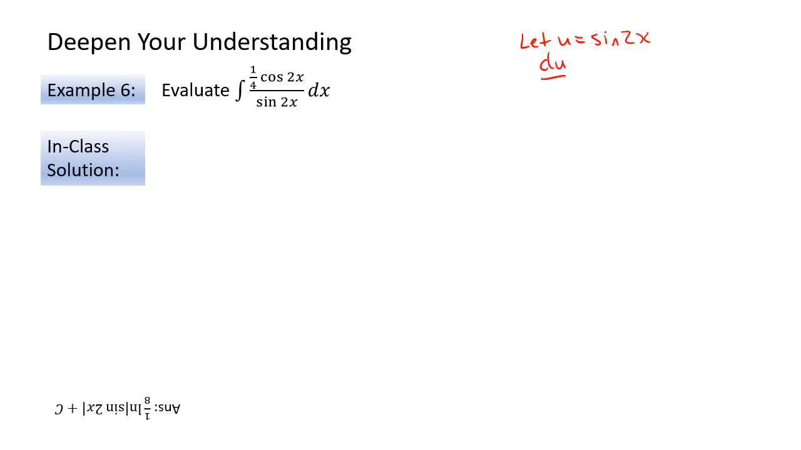So the derivative of this, du by dx, is equal to cosine of 2x. And that's multiplied by the derivative of what's inside the function, which is 2, because the derivative of 2x is 2. So this means that du by dx is 2 times cosine of 2x.